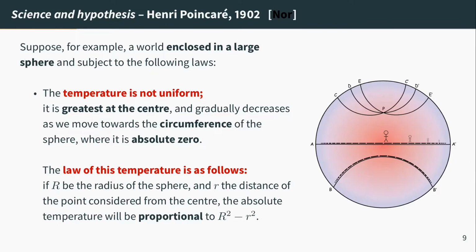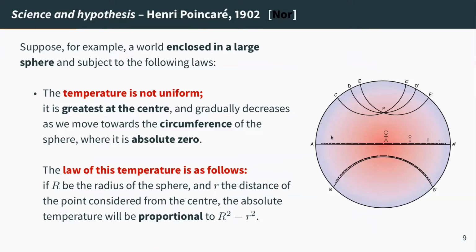So first, the temperature is not uniform. It is greatest at the center, so here you're hot, and gradually decreases as we move toward the circumference of the sphere, where it is absolute 0. So you just imagine a disk. In everything we're going to do next, it's a disk with radius 1, so just a unit disk. Assume that here the temperature is essentially 1, or 100 Kelvin, and here it's 0, and then it decreases. So whenever you try to reach the boundary of this disk, you get colder and colder.